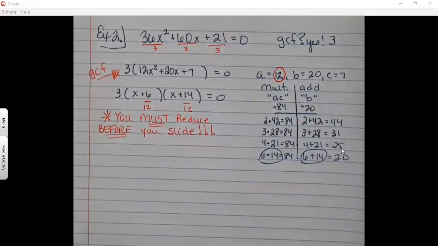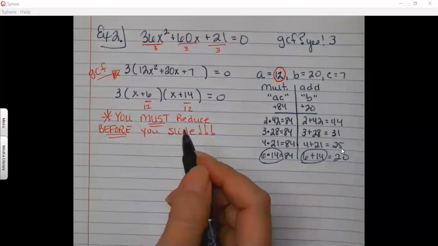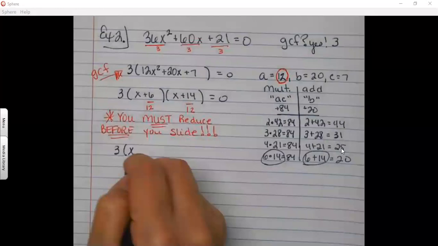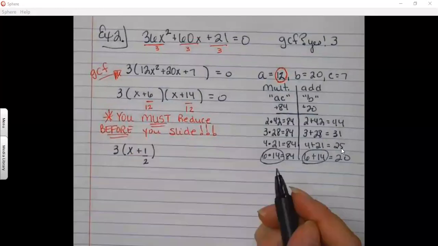So instead of 6/12, I'm going to reduce that to what? 1/2. So I have 3 times, open parentheses, x plus 1/2, close parentheses. 6 goes into 6 once, 6 goes into 12 2 times. So it reduces to 1/2.